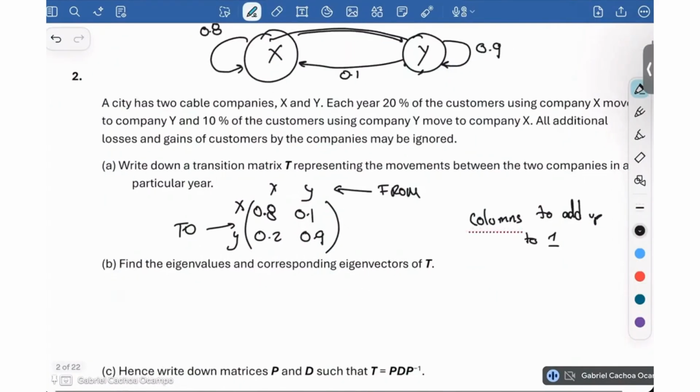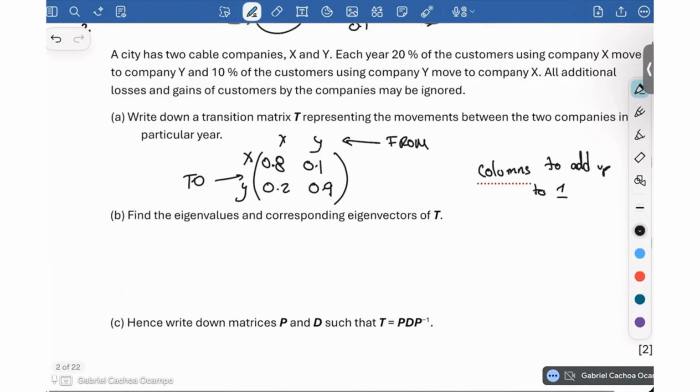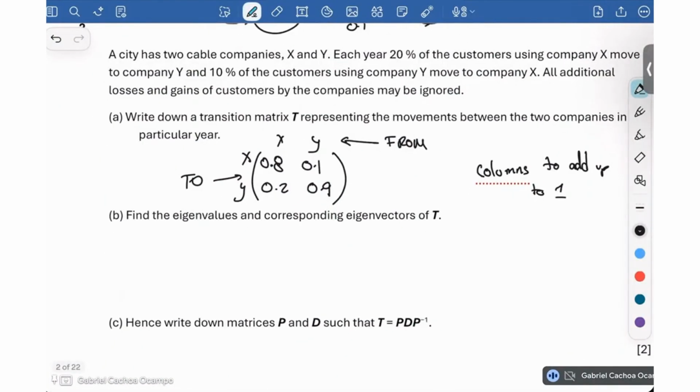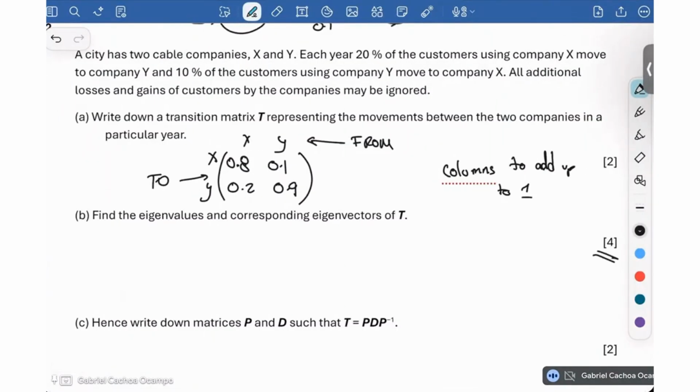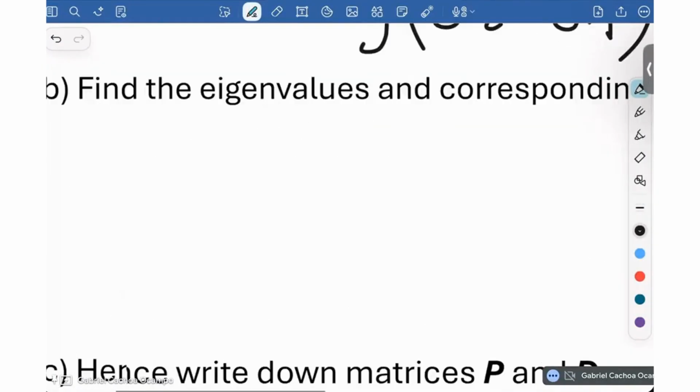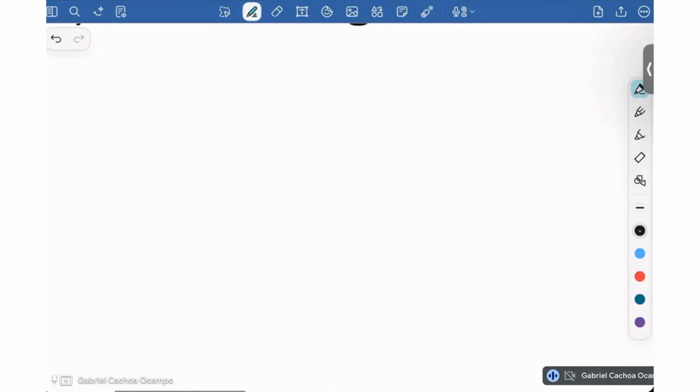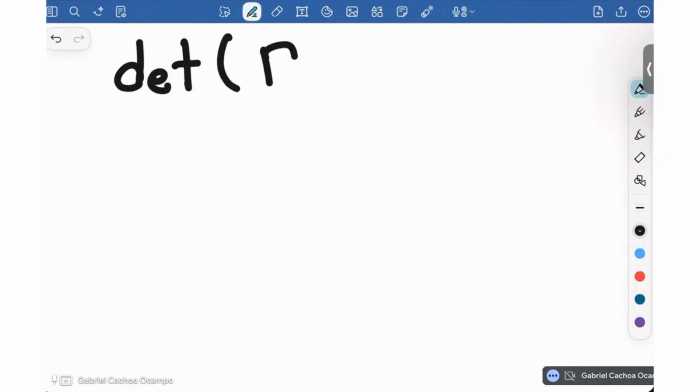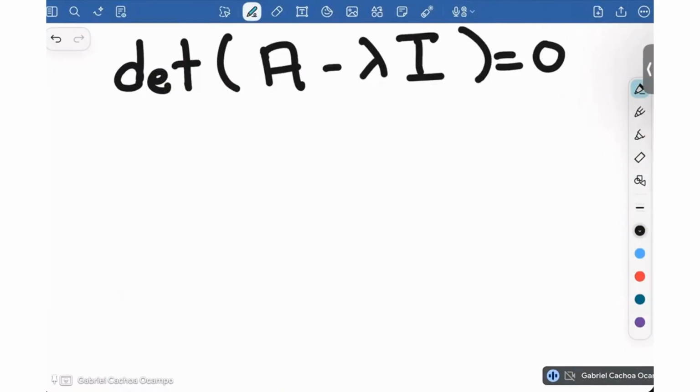Now, problem two is very long. Now it has 4 marks. So remember that to find this we first need to find the eigenvalues and then the eigenvectors. To find the eigenvalues, remember that we have in our formula booklet the characteristic polynomial, that is the determinant of A minus lambda I equal to 0.